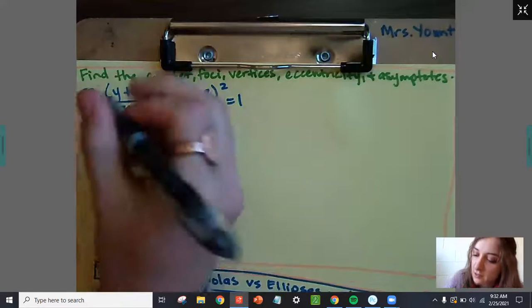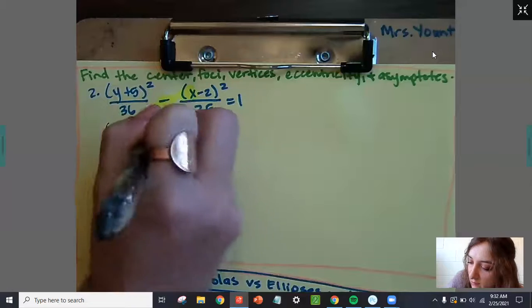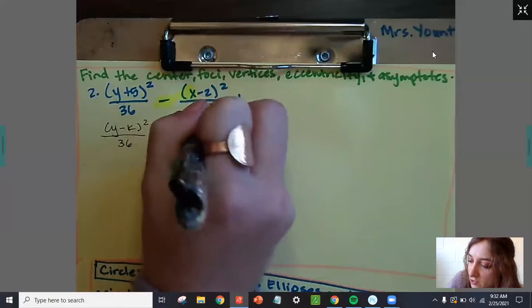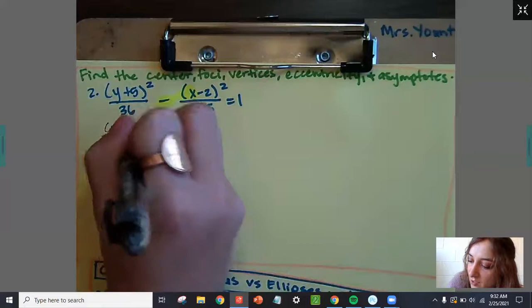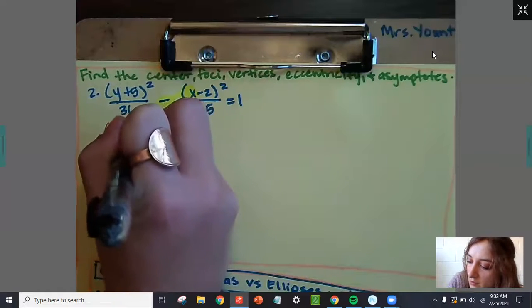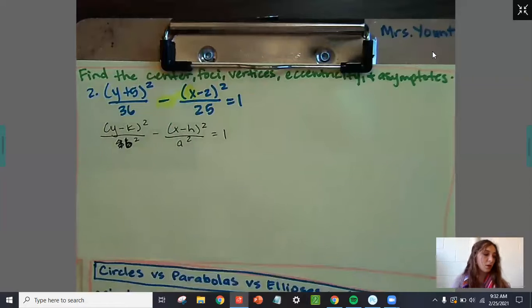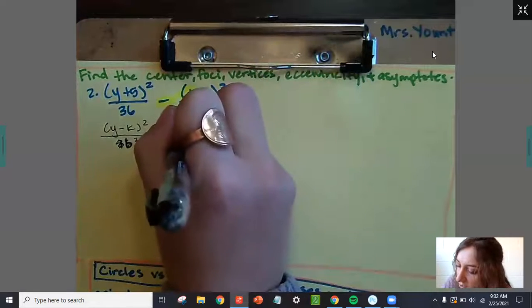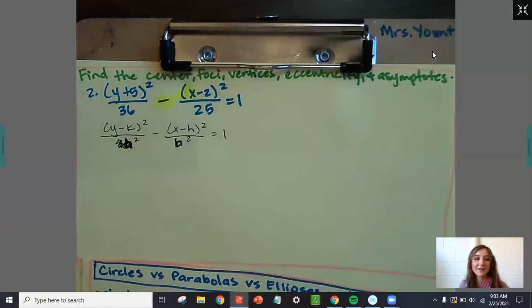Our formula is (y minus k) squared over 36 minus (x minus h) squared over, not 36, b squared. All right, b squared. And then we have this one over a squared equals 1. Oh, I actually wrote this backwards. It's b squared here and a squared here. Sorry about that. Okay, so that's a squared and that's b squared on the bottom.